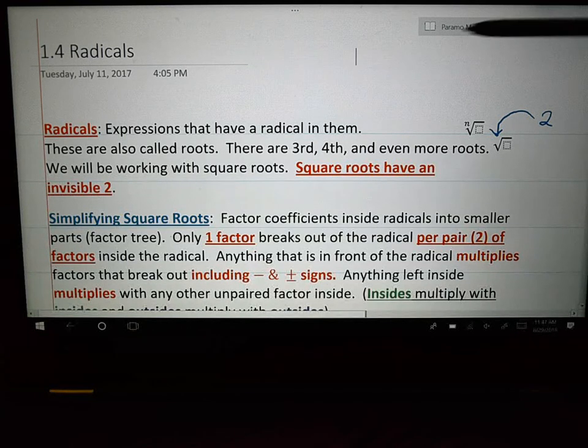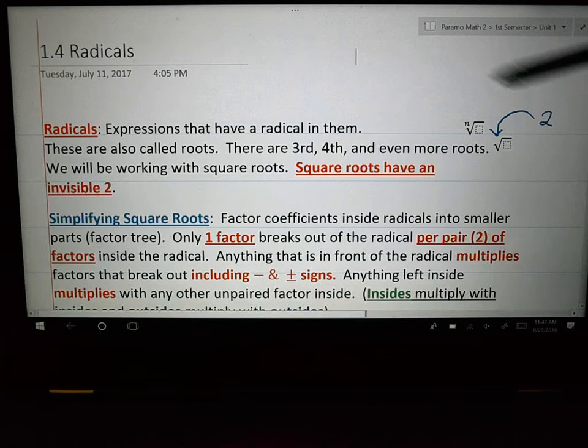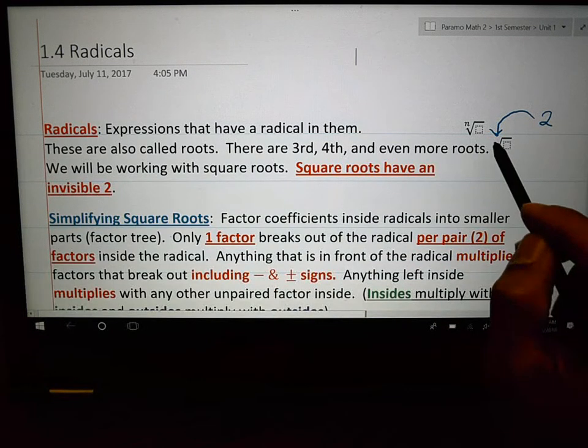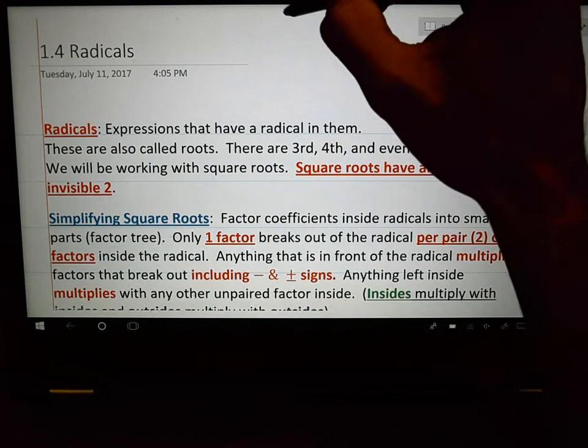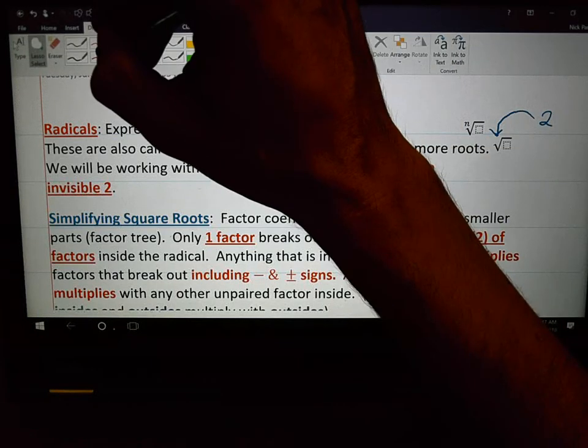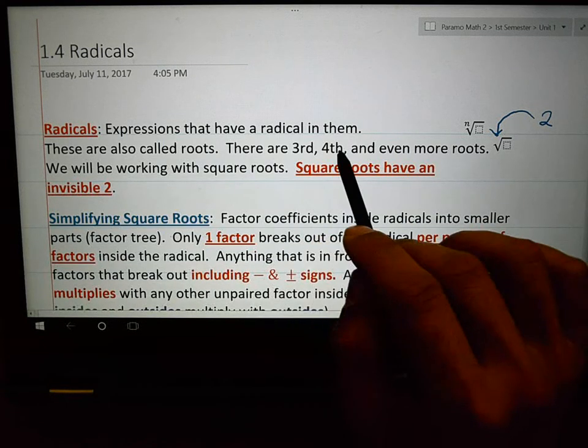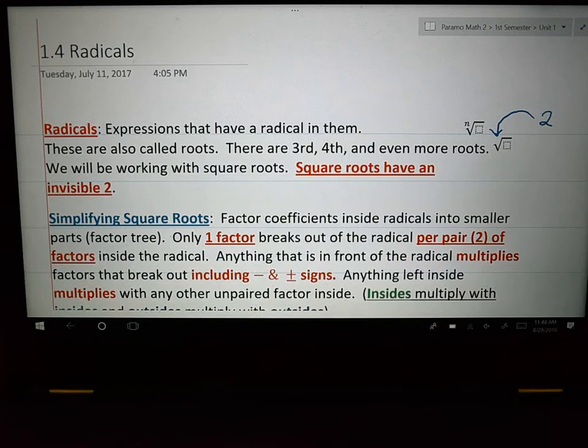In 1.4, you're going to do something that we've never asked you to do, and that is to simplify radicals down into their smaller parts. So before I forget, a radical is anything with this symbol that looks just like that. Some of you know this as a square root symbol, which it is. The only thing is that sometimes we don't just do square roots. Sometimes we do third roots and fourth roots, fifth, sixth, and so on.